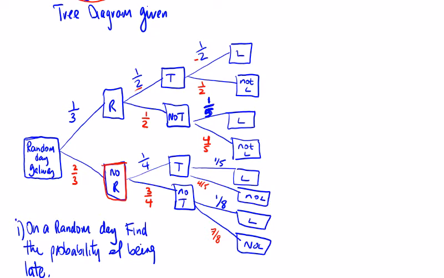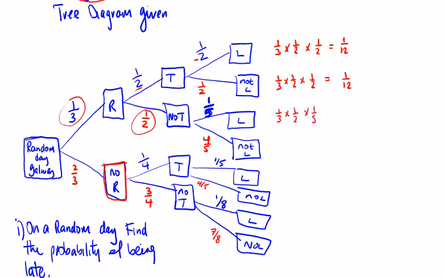So now we just multiply. Going in this way, we'll write all the sums out. This is 1 over 3 by 1 over 2 by 1 over 2, which is equal to 1 over 12. This one is 1 over 3 by 1 over 2 by 1 over 2, which is also 1 over 12. The third one is 1 over 3 by 1 over 2 by 1 over 5, which is equal to 1 over 30.